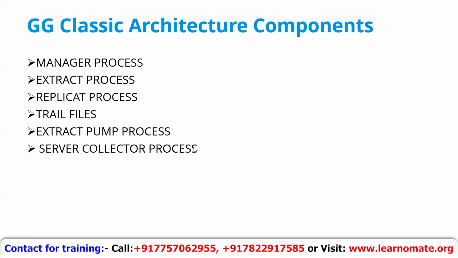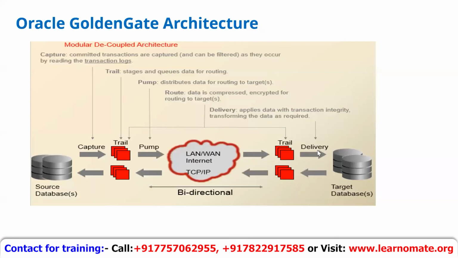Then there is one more, the collector process. The collector process is a background process which runs on the target side. What happens is when the pump process reads the data from the local trail, it sends it over the TCP/IP network, where the collector process collects it and writes it to the remote trail. So the collector is a background process which runs on the target machine, and its work, as the name suggests, is to collect the data sent over the TCP/IP network by the pump process and write it to the remote trail.